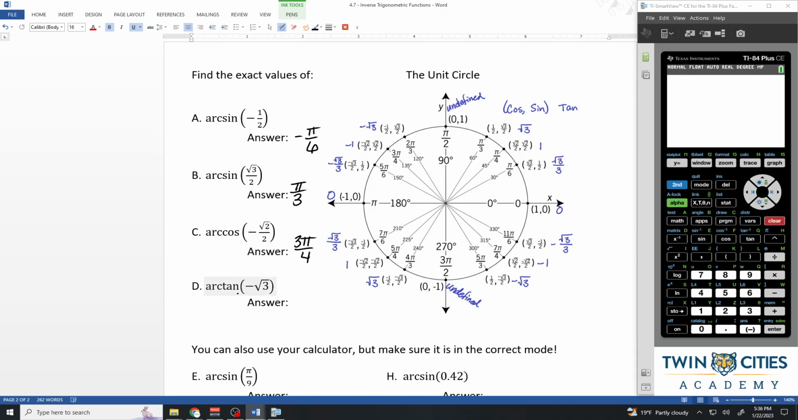And lastly, the arctangent of negative square root of 3. On the right half again, I'm going to find where the tangent is negative square root of 3. That's right here. Now that's 5 pi over 3, but I'm going to adjust. I see above that this is pi over 3, so then this is going to be negative pi over 3.